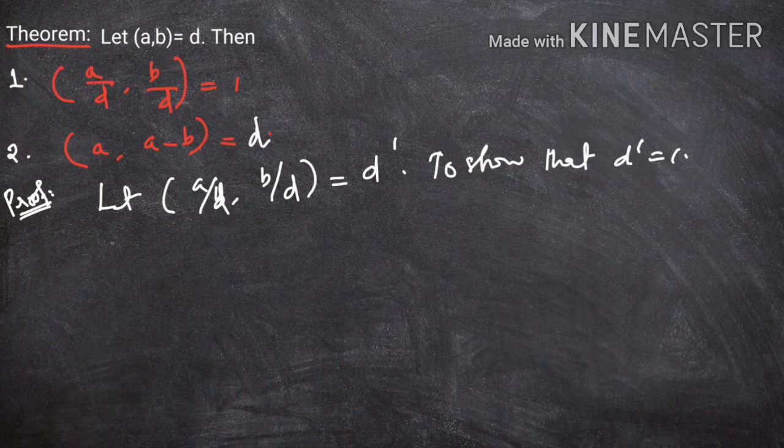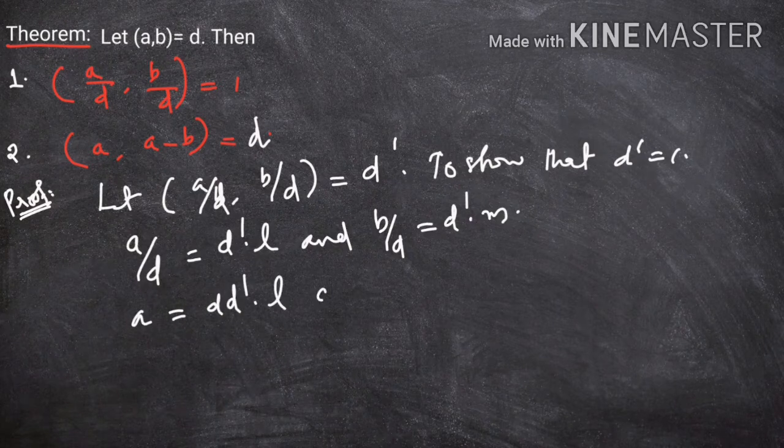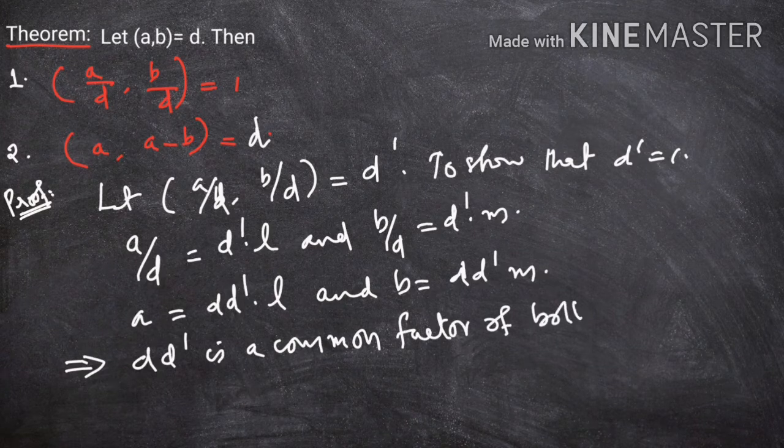That means D dash is a common factor of A by D and B by D. So A by D is equal to D dash into some L, and B by D also is equal to D dash into some M. So A is equal to D dash into L, and B is equal to D dash into M. This implies that D dash is a common factor of both A and B, and we know that GCD of A comma B is equal to D, the greatest common factor.